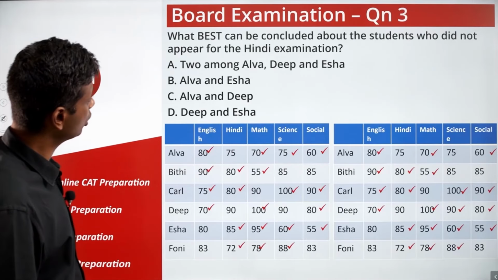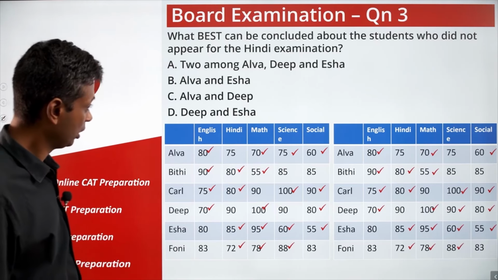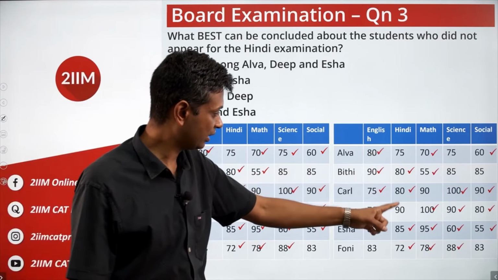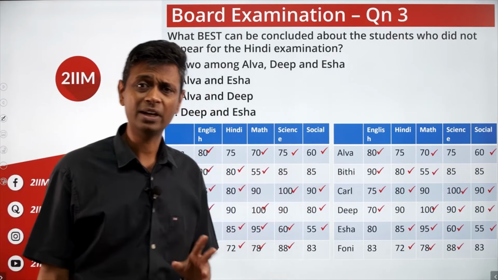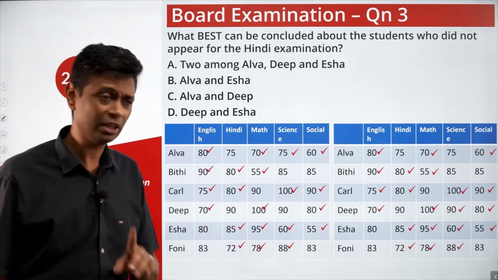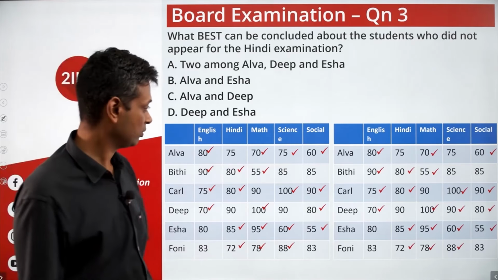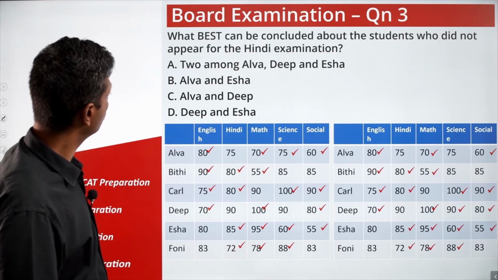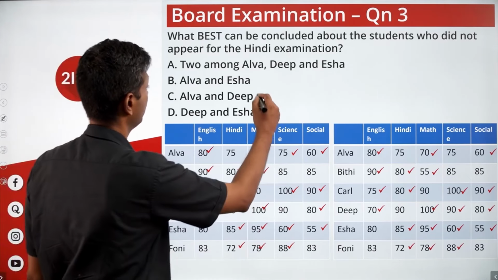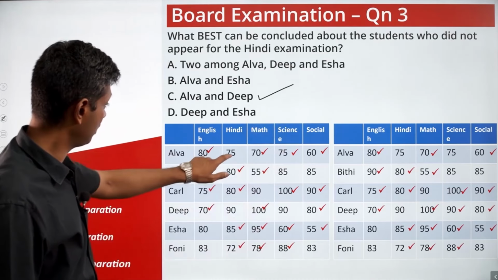What best can be concluded about the students who did not appear for the Hindi exam? Alva and Deep did not appear. There's no ambiguity. Alva and Deep did not appear for the Hindi exam in both scenarios. There's only one ambiguity between Alva and Deep, who attended science and who didn't. Everything else we know. Right? So two among Alva, Deep and Isha. No, Alva and Deep did not appear for the Hindi examination.